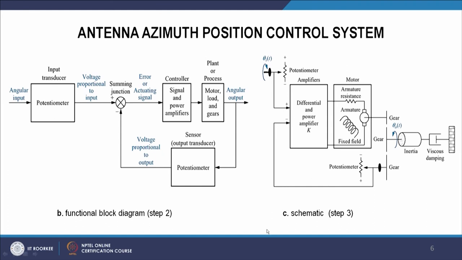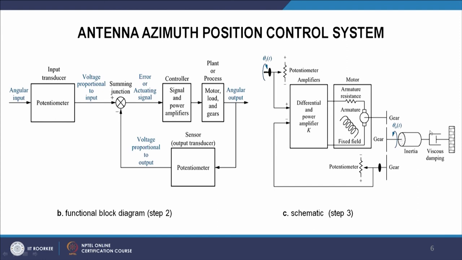Now step 3, we are going to make the schematic diagram. So you can see here we are representing each component as a basic element, like the potentiometer, that is some resistance, then the power amplifier, that is simply the gain, then there is a motor. Here in the potentiometer, we neglect the inertia or friction. In the motor, there is an armature. The armature may also have resistance and inductance, but we are neglecting the inductance of the armature. Then there is the fixed field. Here the gear, we are representing as lines, and these two gears.